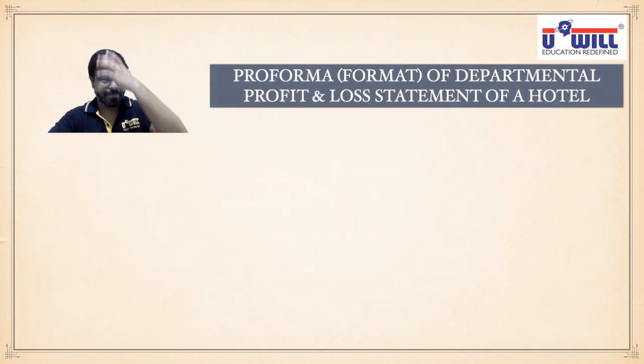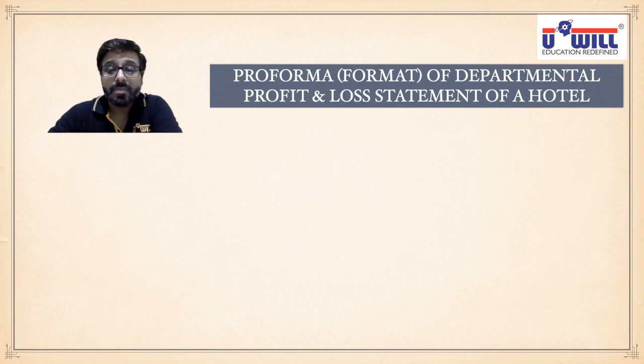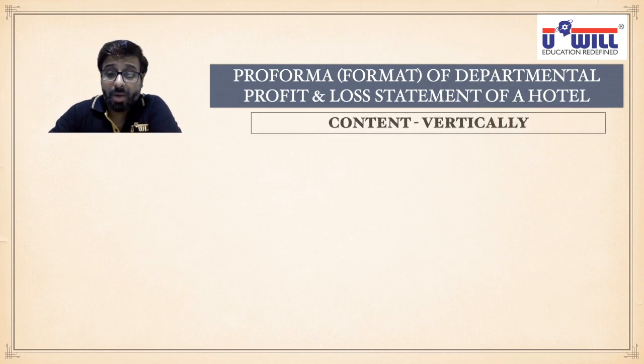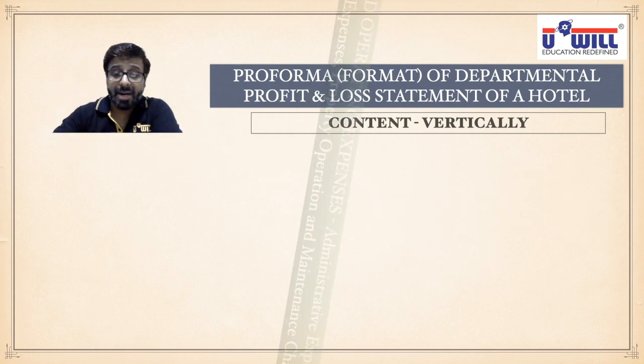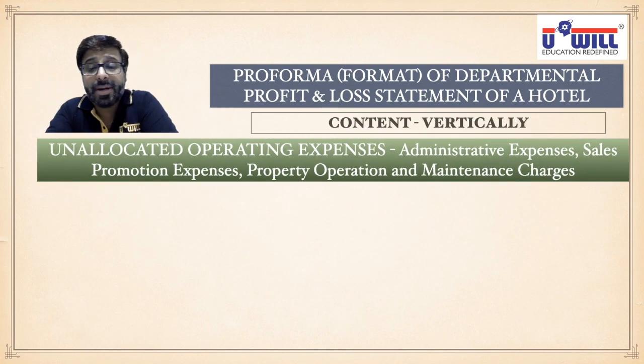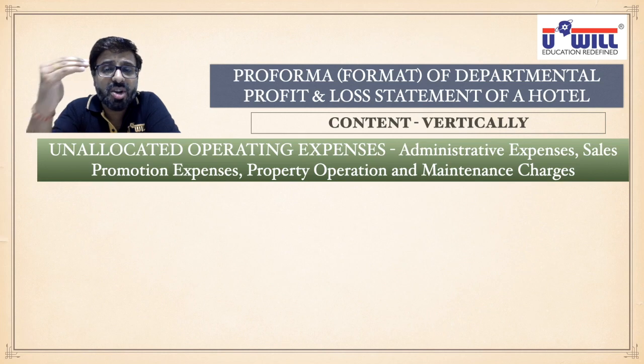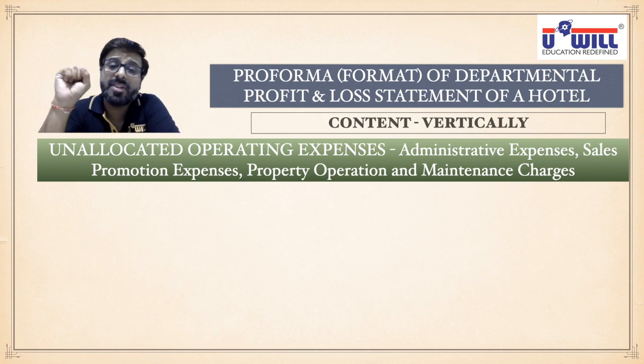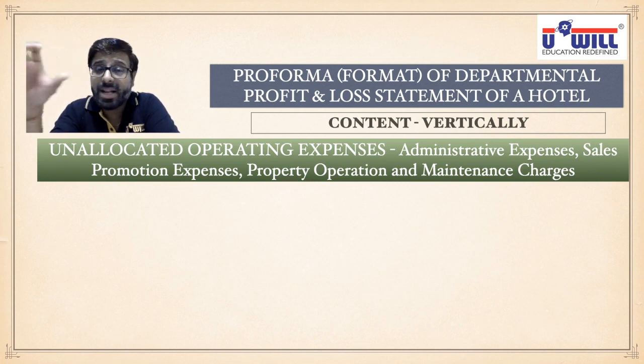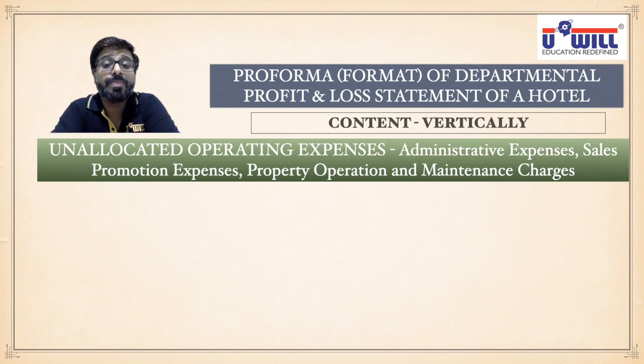Proceeding further with the format, we take up the next part, that is again vertical content. After main operating departments, we take unallocated operating expenses. See, when we talk about rooms, you can clearly identify changing of bed sheet, utensil items, curtains, cleaning, laundry. These are clearly identifiable with room. Same way, when we talk about food and beverages, you can clearly identify plates, cups, cleaning expenses, utensil cleaning expenses. These are clearly identified with which department? Food and beverages, restaurants. Swimming pool, chlorine water, clearly you can identify.